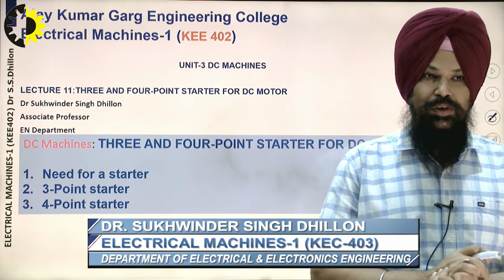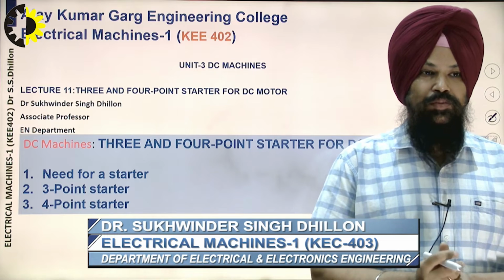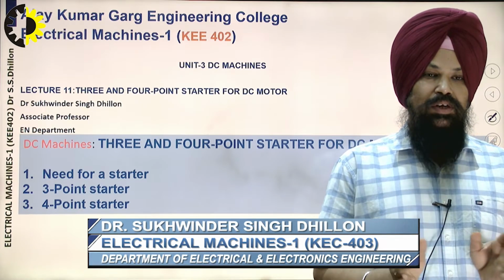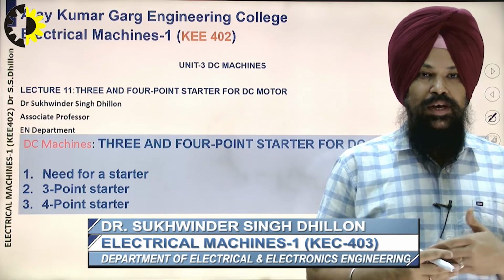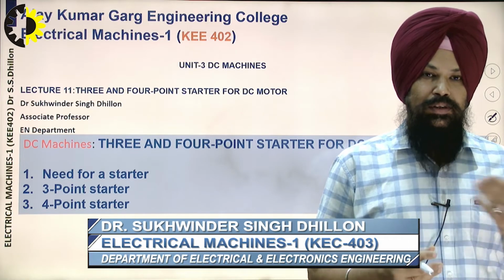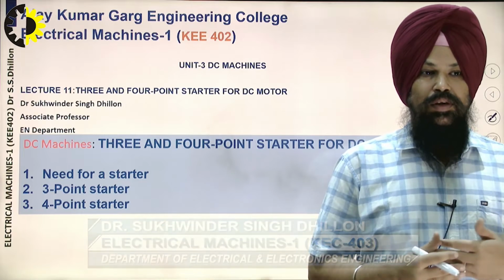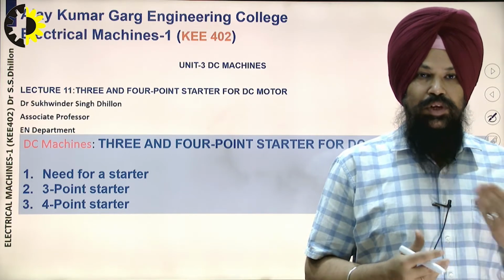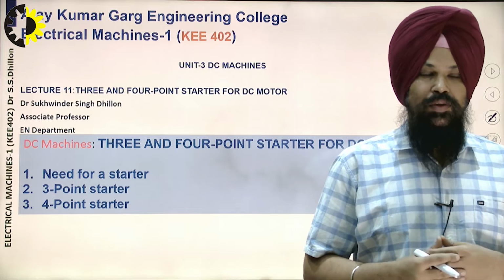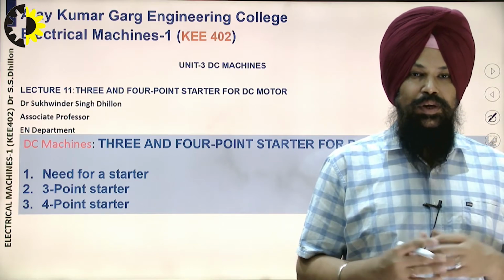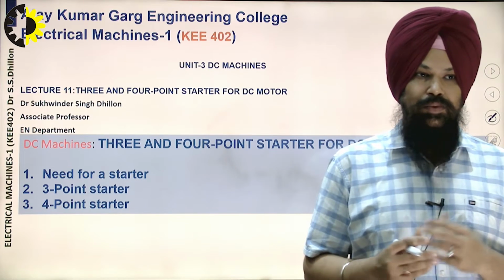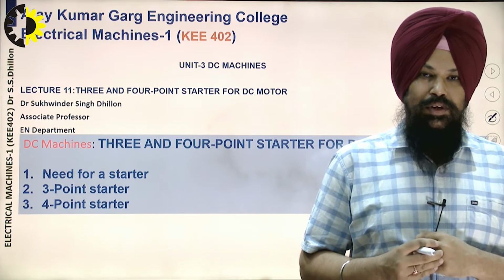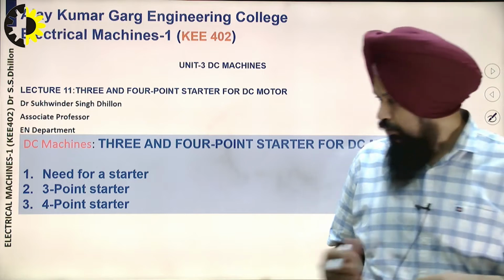Today I'm going to discuss the next topic from Unit 3, that is 3 and 4 point starter for DC motor. In this lecture, we are going to discuss what is the need of starter, and after that we are going to discuss the 3-point starter as well as the 4-point starter. I'm also going to discuss the disadvantages of the 3-point starter and why we use the 4-point starter for speed control applications. Let's proceed with the need for a starter in the case of DC motor.